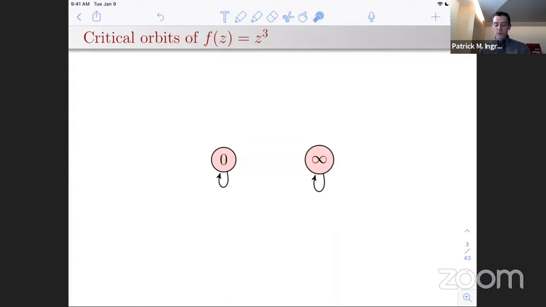Z cubed has two critical points, 0 and infinity. And if you cube 0, you get 0. And if you cube infinity, you get infinity. So there you go. That's post-critically finite. So that's kind of a silly example, but it at least convinces you that I'm not making a vacuous definition here.